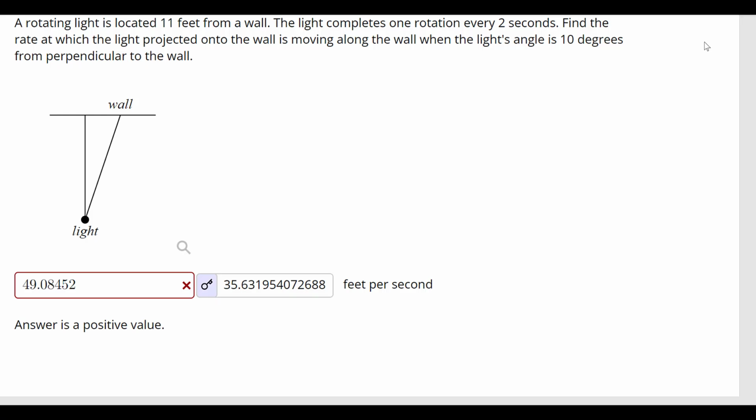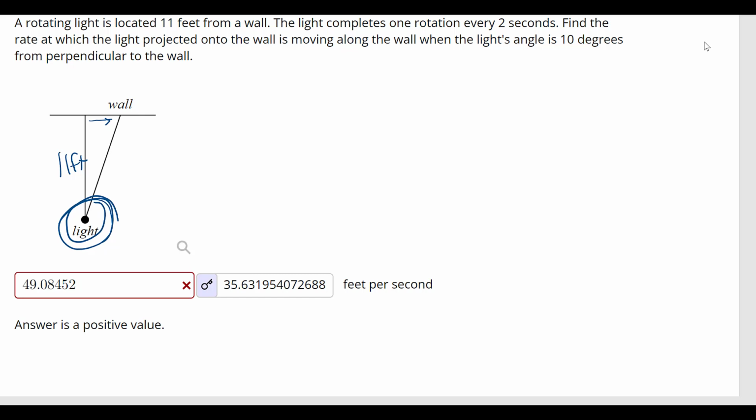Okay, for this problem, it says a rotating light is located 11 feet from a wall. So this is 11 feet here. The light completes one rotation every 2 seconds. Find the rate at which light projected onto the wall. So just imagine it's going around and around. It's like this is moving here.